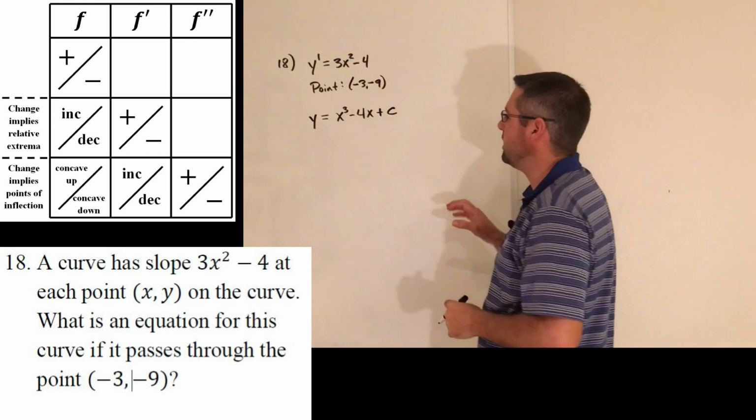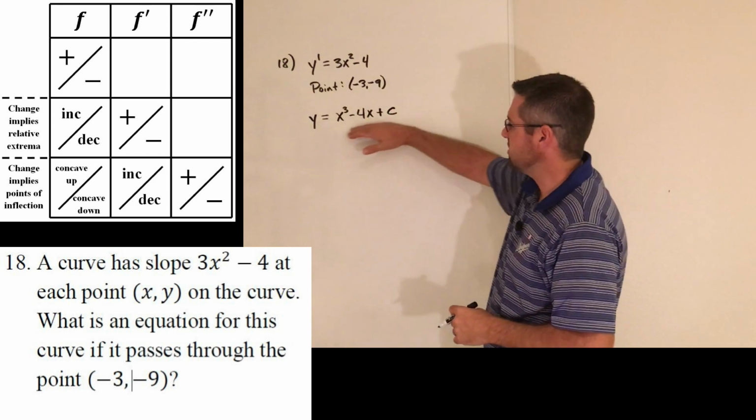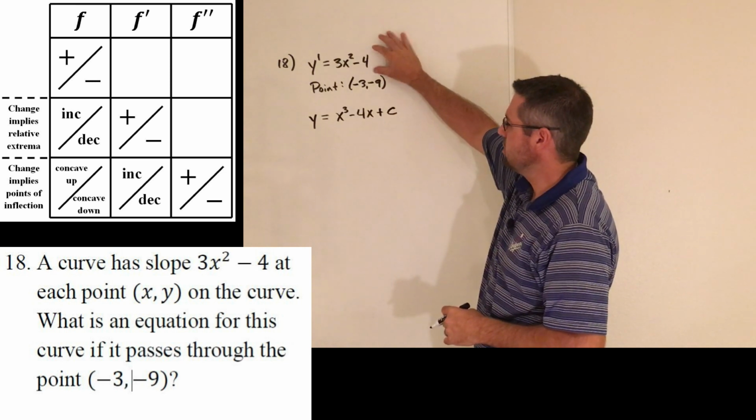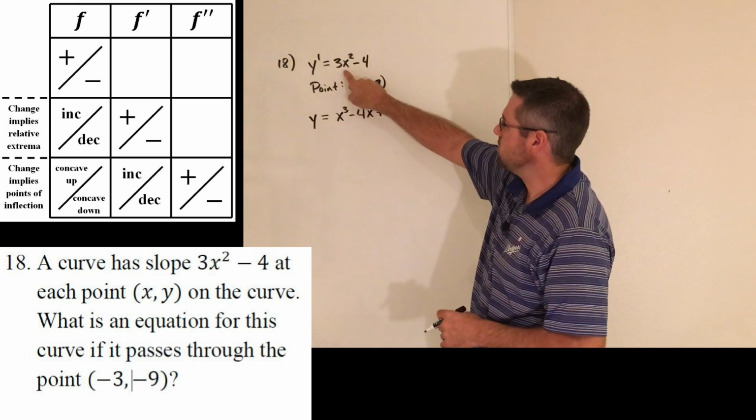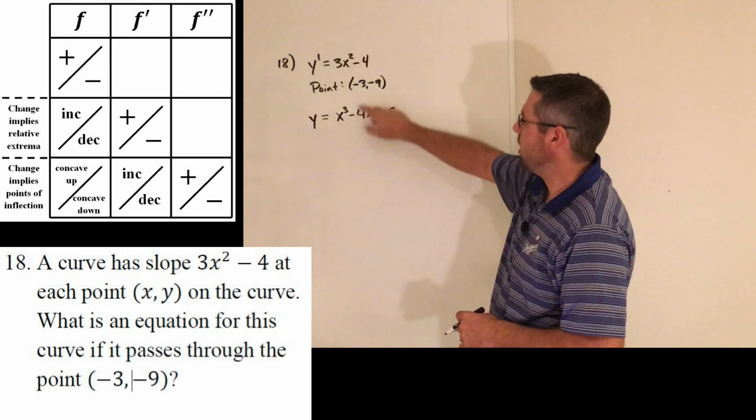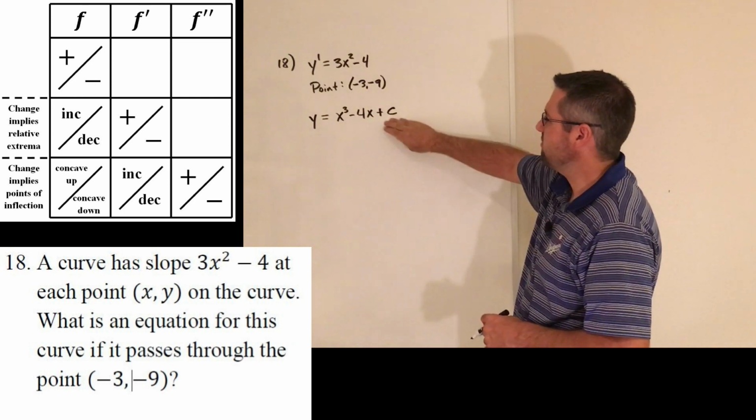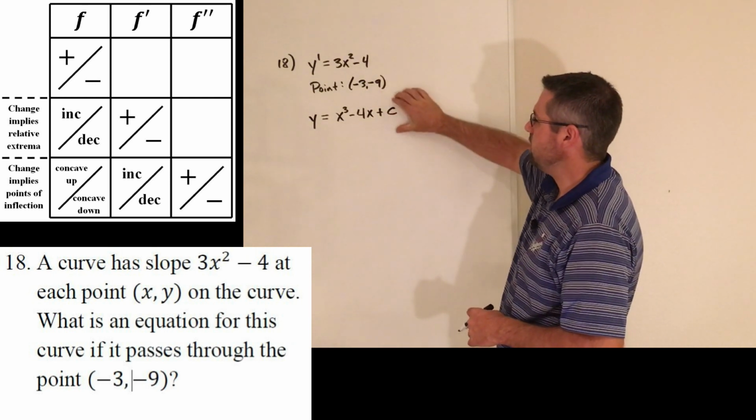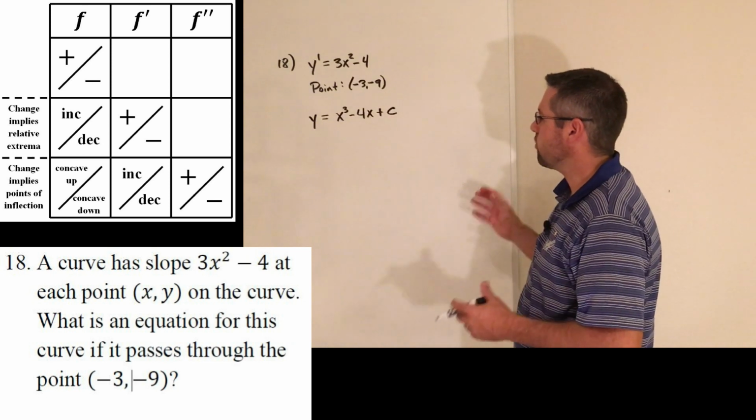And so I'm going to go ahead and take the derivative of this to make sure it matches this. The derivative of x cubed is 3x squared. The derivative of -4x is -4. And the derivative of a constant is 0. So I know that I took the antiderivative correctly.